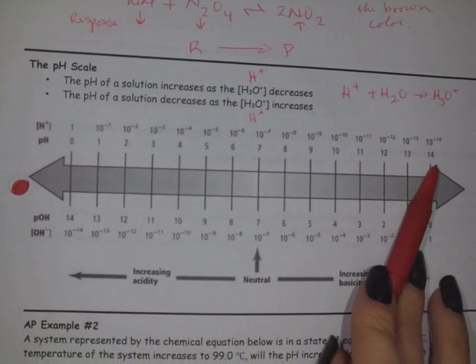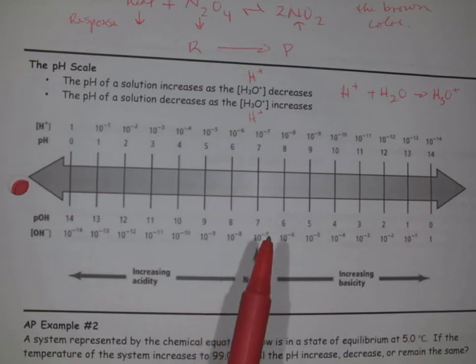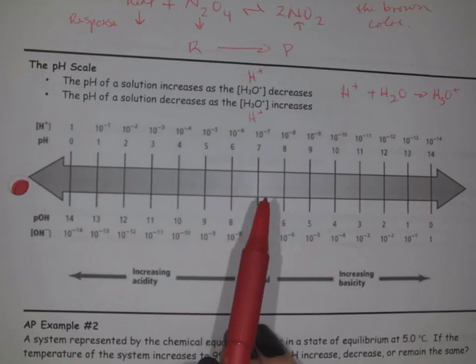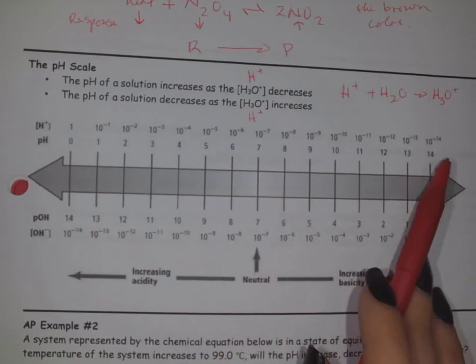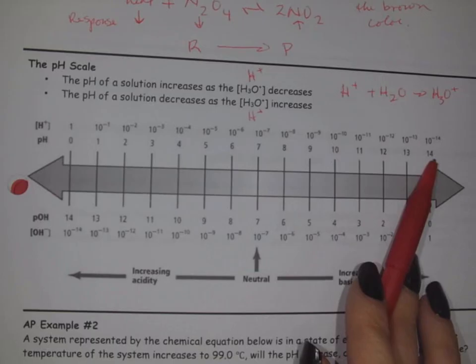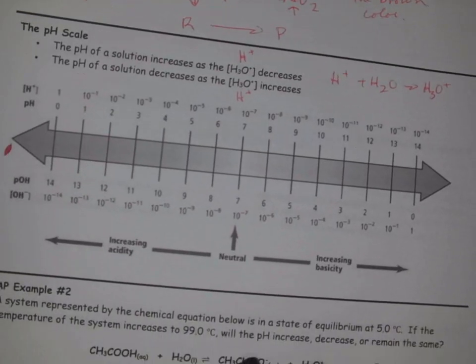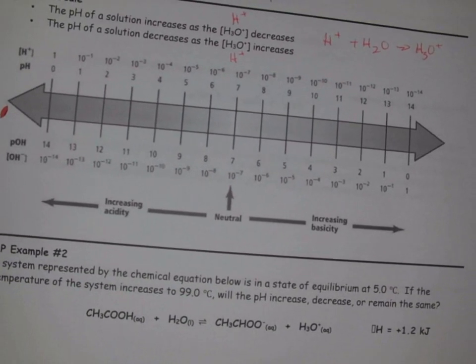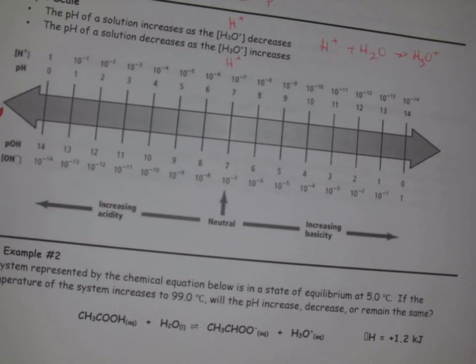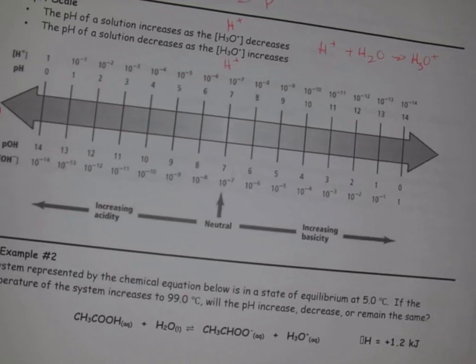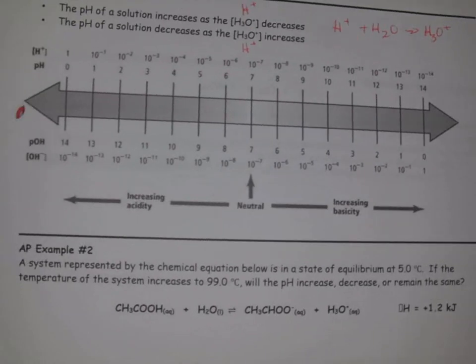Let me say that again in a different way. The stronger the base, the higher the pH. The weaker the base, the lower the pH. Okay. A system represented by a chemical equation below is in a state of equilibrium at 5 degrees Celsius. If the temperature of the system increases to 99 degrees Celsius, will the pH increase, decrease, or remain the same?